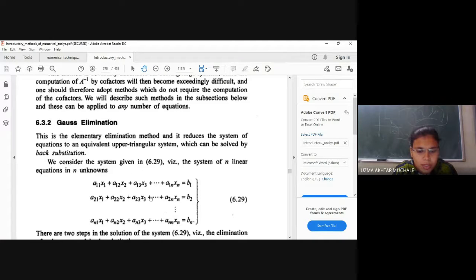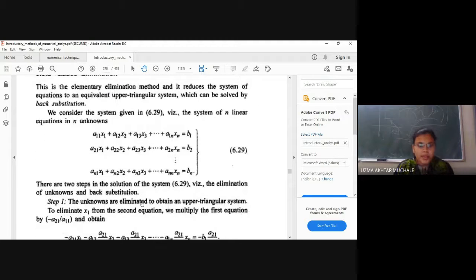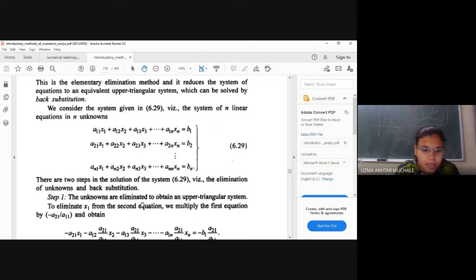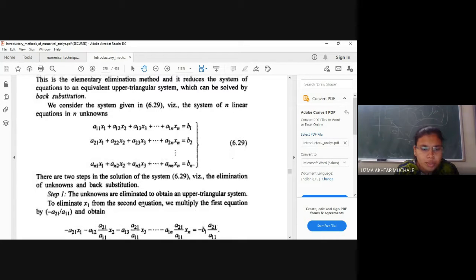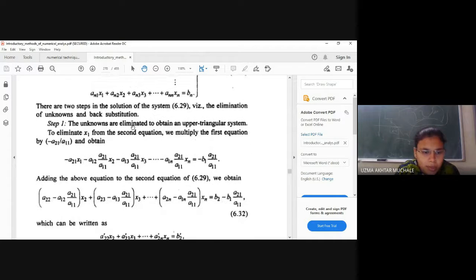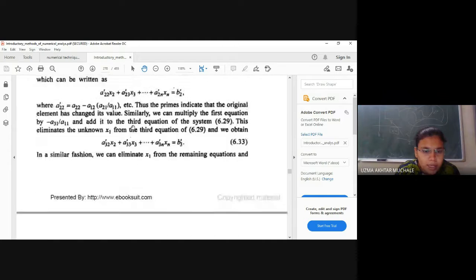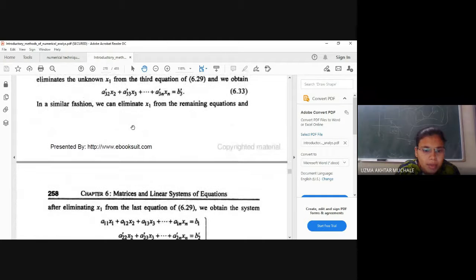If it is zero, you can directly get the value of xn. Next, you can get the value of xn minus 1 and so on. Here we are provided with a system of n cross n, a square matrix. We simply have to eliminate the terms: first we eliminate x1, then x2, then x3 and so on.